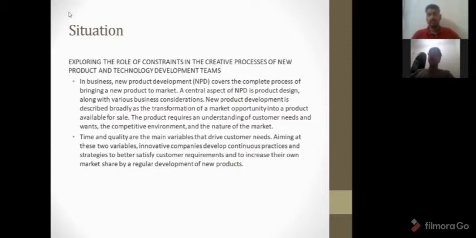Another one, the last one, is money. Monetary constraint was the final category of key constraint. Monetary constraint was emphasized primarily by certain teams.